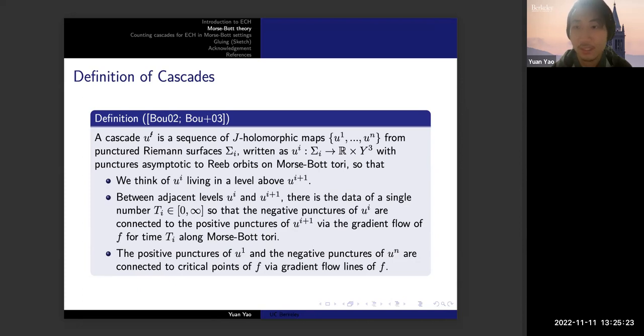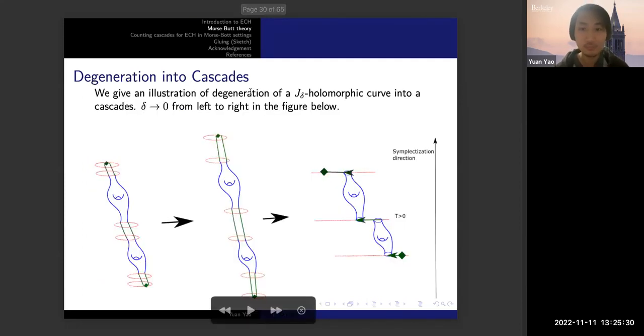So let me give you some intuition about how this degeneration into a cascade happens. From left to right, delta is going to 0. Here you have some J-holomorphic curve with some finite delta, and as you go to the right, delta is going to 0. I've shown you where the symplectization direction is pointing. Sorry, I can only highlight the entire picture. The diamonds here correspond to Reeb orbits that correspond to the critical points of f, so non-degenerate Reeb orbits.